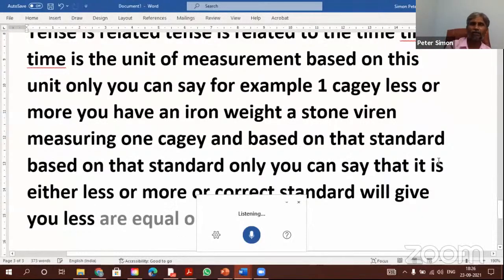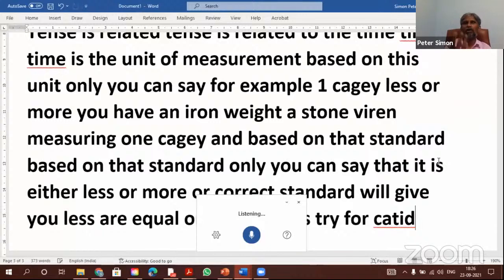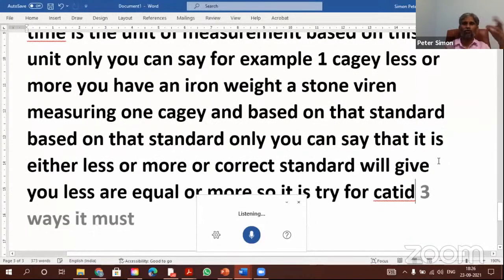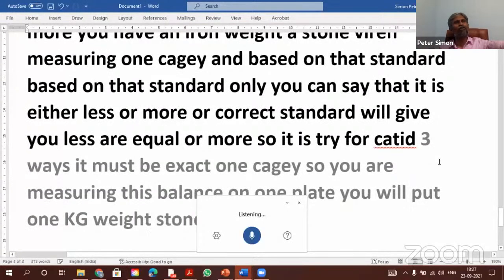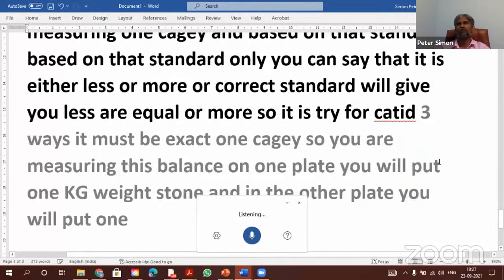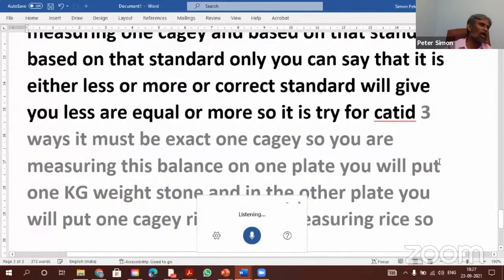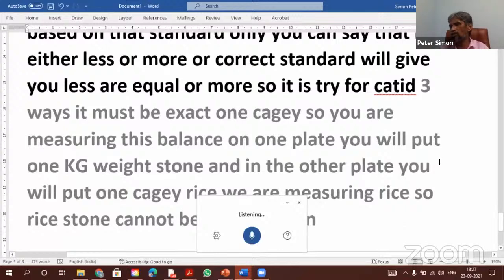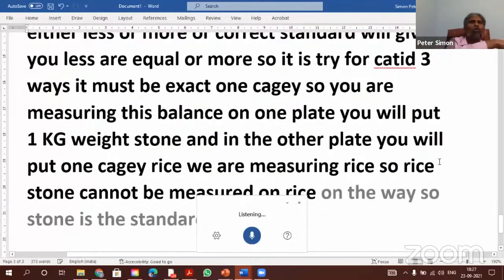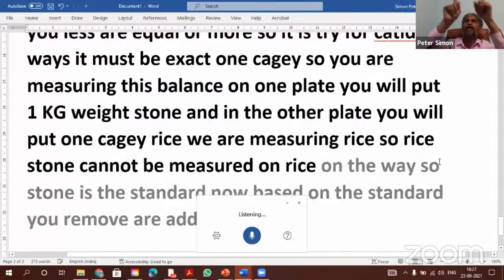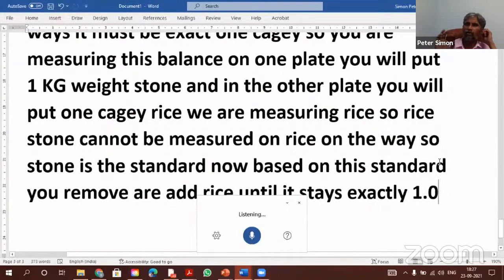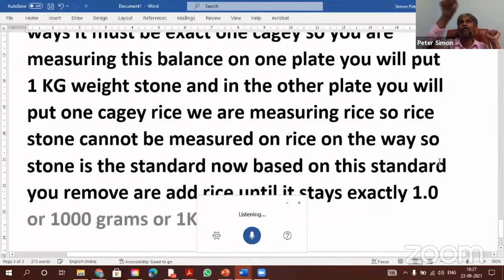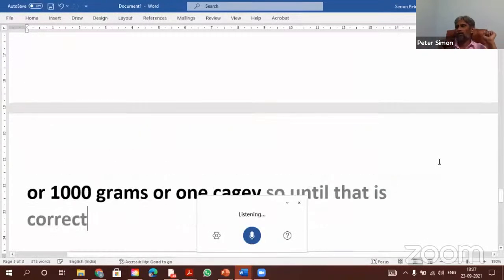Standard will give you less or equal or more. So it is trifurcated. 3 ways. It must be exact 1 kg. So you are measuring this, the balance on one plate, you will put 1 kg weight stone, and in the other plate, you will put 1 kg rice. We are measuring rice. So rice, stone cannot be measured on rice. So stone is the standard. Now, based on this standard, you will remove or add rice until it stays exactly 1.000 or 1000 grams or 1 kg. So until that is correct, you'll measure those things.